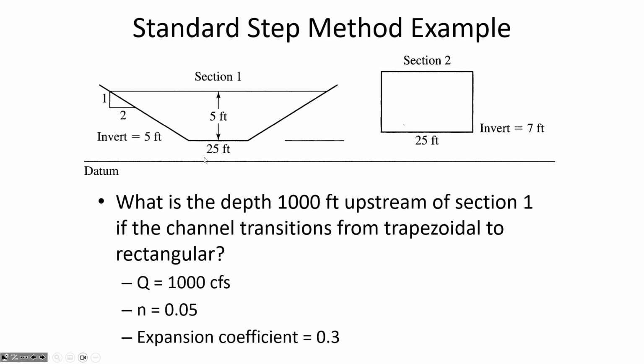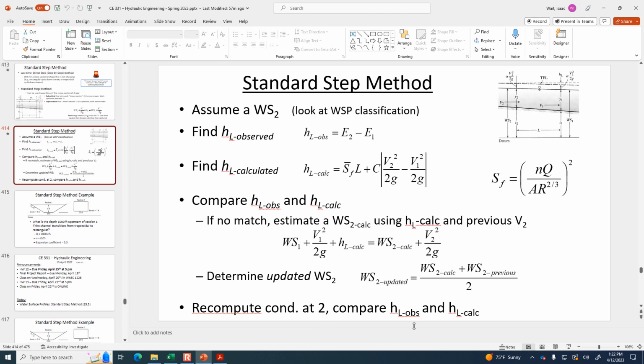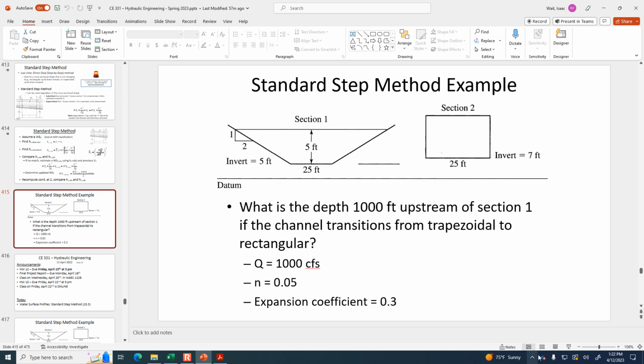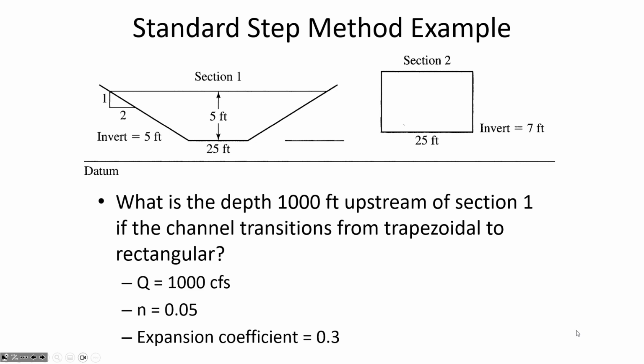The N value here is referring to the roughness of the material. So maybe it's some sort of a grass-lined channel that has a roughness of 0.05. And then the expansion coefficient, 0.03, that's what we are going to use here as the C value in the calculated head loss. That's simply related to the fact that when the geometry of the channel is changing, it's kind of like a local loss that applies to the energy that's dissipated when a channel is changing shape. So it's the C value we're going to use in that formula.